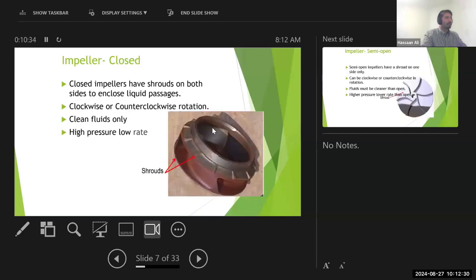The second type of impeller is called a closed impeller. As the name suggests, the impeller is closed, so there are no open vanes over here. It can also rotate in a counterclockwise and clockwise direction. It is used primarily for cleaner fluids, fluids which do not have sand, and for high pressure and low rate applications.